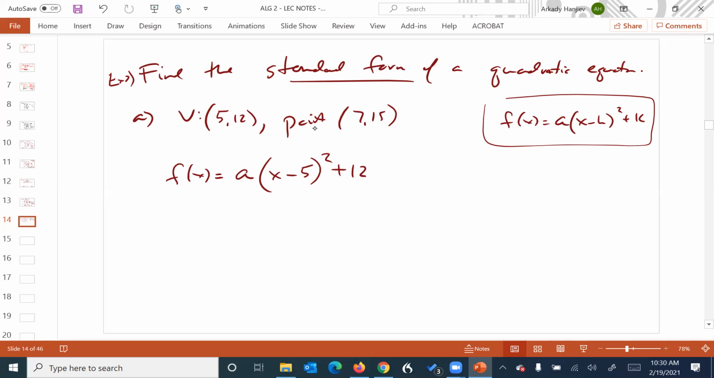Next, I have this thing called (7, 15), and I need to know what a is, because that's my missing one. That's a point on the parabola. I have the (5, 12), and then I have the (7, 15), it's right over here.